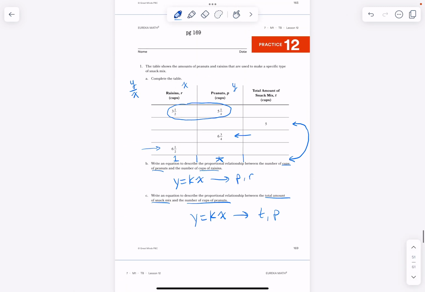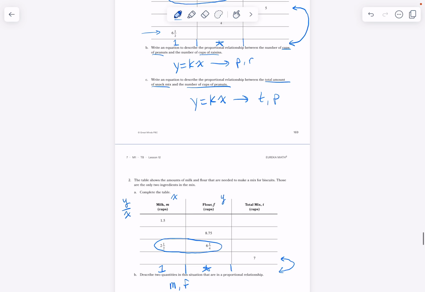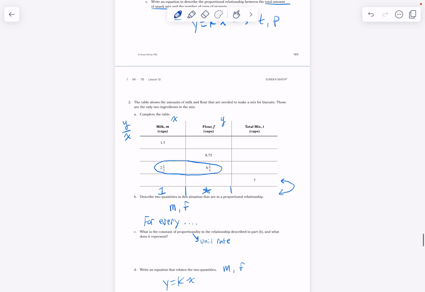I'm going to go back, double check here. Yep, that's going to be all. Please take your time. I know these can be a little bit confusing, but as long as you took notes in class, you should be able to be successful.